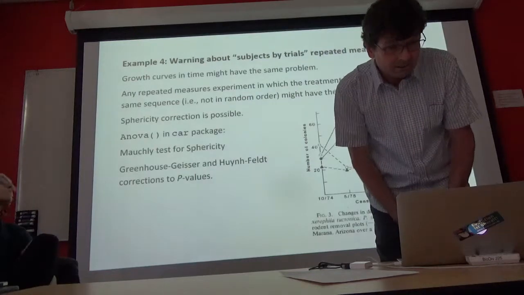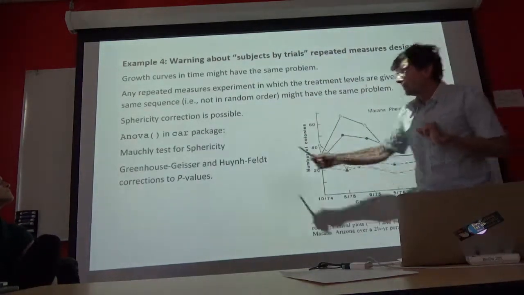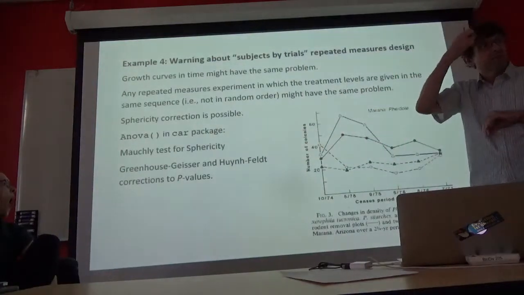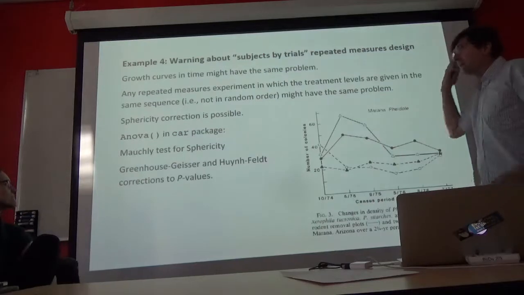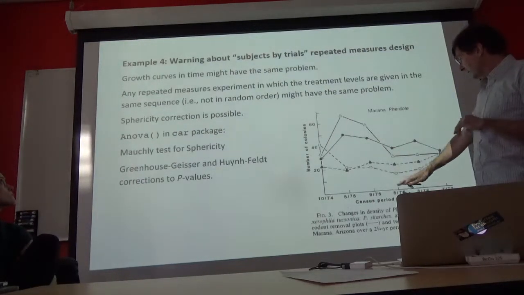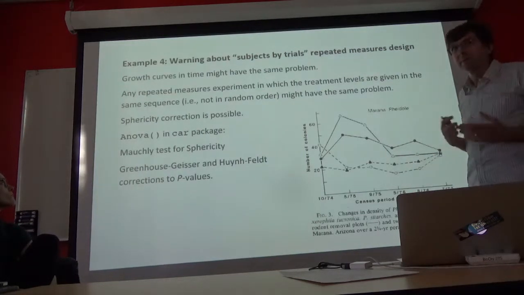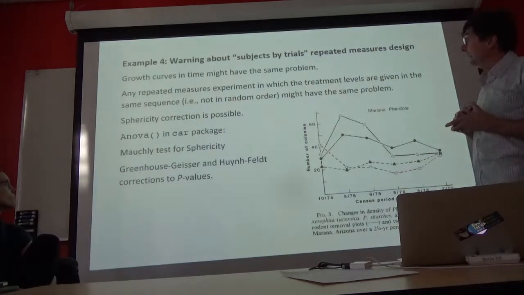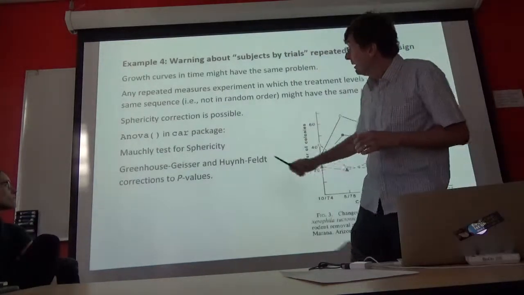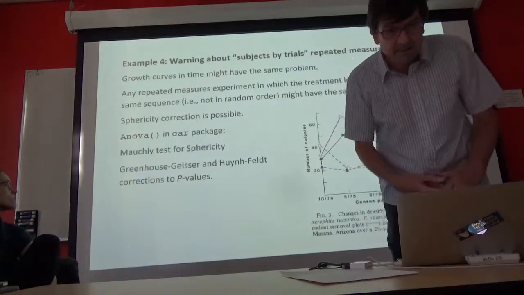There are various ways to solve that kind of problem, and one is to test for sphericity, and another is to correct for sphericity. So there are methods, with some discussion about how well they work, but basically the problem is that without taking sphericity violations into account, your type 1 and type 2 errors are potentially way off. And the car package, Companion to Applied Regression, has these methods built in.